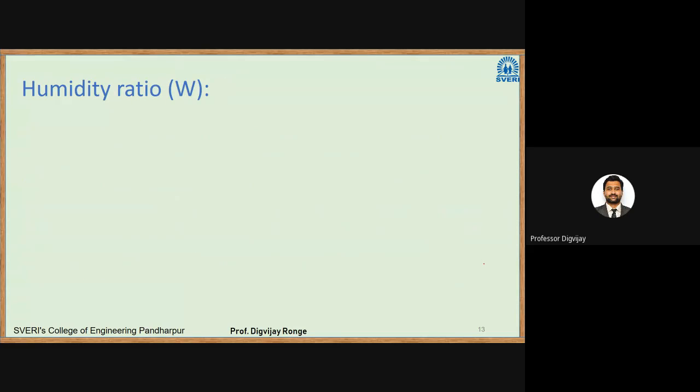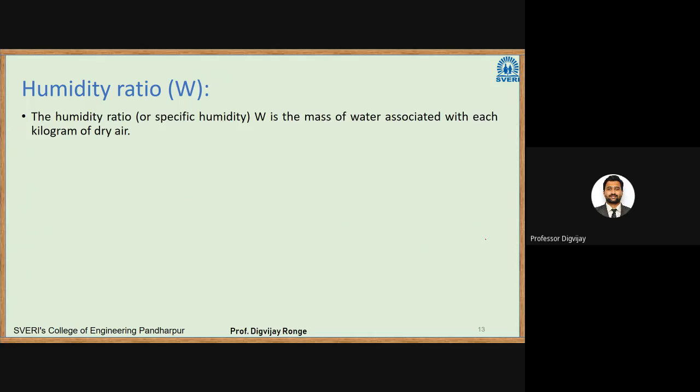Today we'll continue from humidity ratio. Now, humidity ratio is a very important concept if you want to draw the psychrometric chart. Okay. So humidity ratio or specific humidity, we generally term it as W. Here it is shown as a capital W, but in general we take it as a small w. So the humidity ratio or specific humidity is the mass of water associated with each kilogram of dry air. As the definition suggests, we generally write this as kg per kg of dry air.